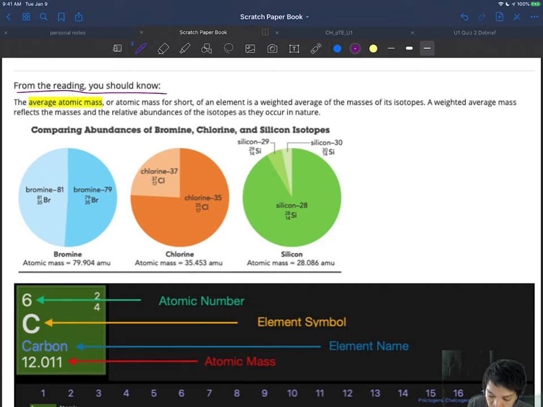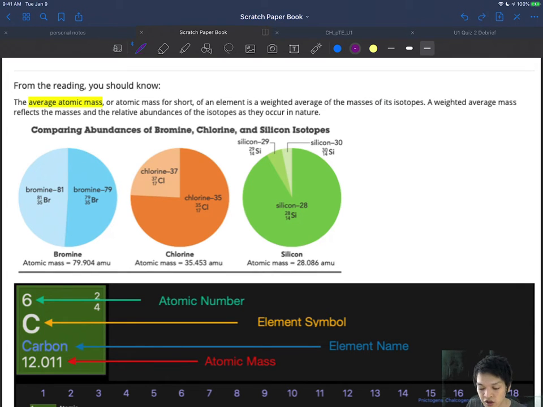From the reading, you should know the average atomic mass, or atomic mass for short, of an element is a weighted average of the masses of its isotopes. And this is super important right here. It says weighted average, which is different than a normal average. And it's the weighted average of the mass of its isotopes.